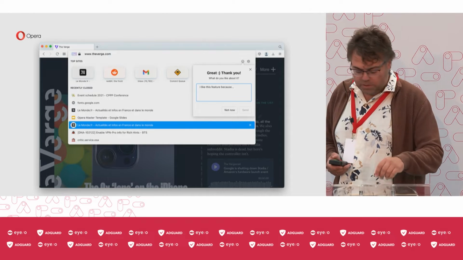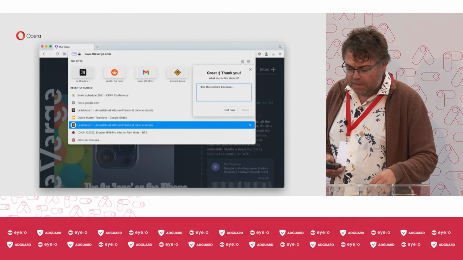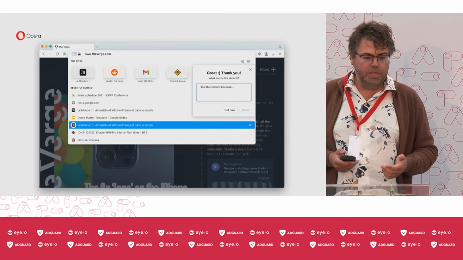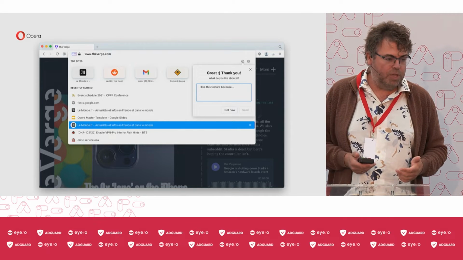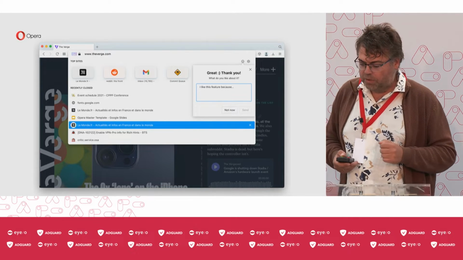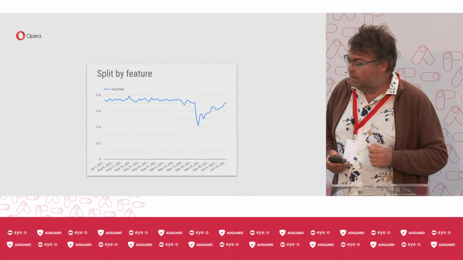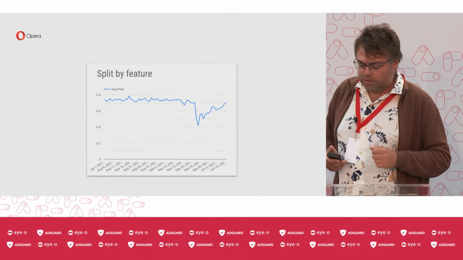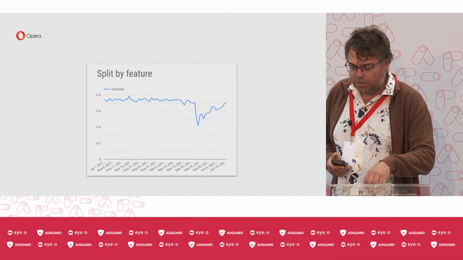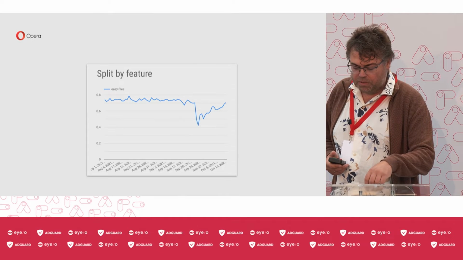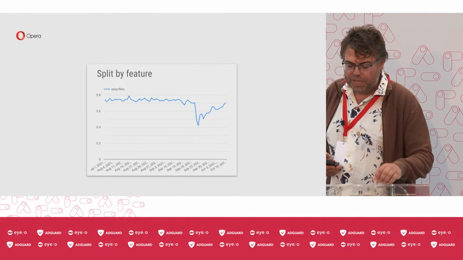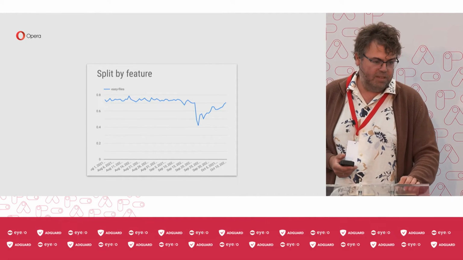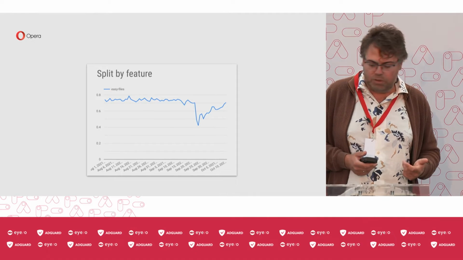The reaction gets sent to Opera. And the numbers that we get from this are extremely useful because they allow us to analyze the trends. So here I have something from a feature called Easy Files. It's a file selector in Opera. It's not very interesting what it does right now, but what you can see here is that from the ratings, we immediately see when something goes wrong, when there's something that the users don't like.